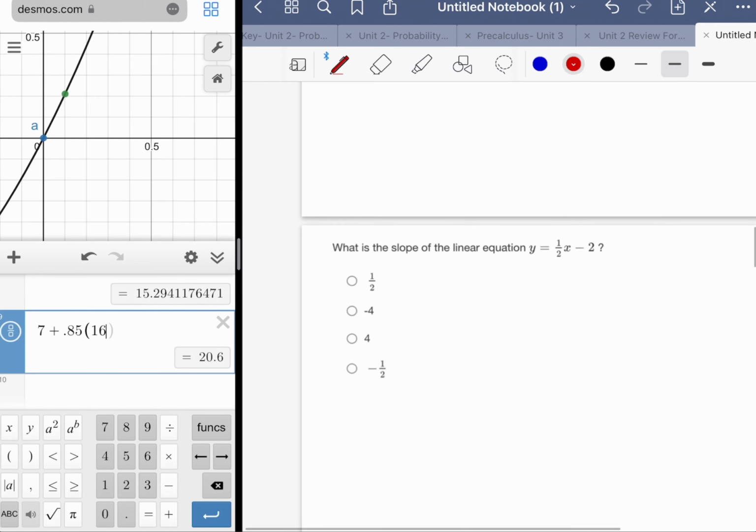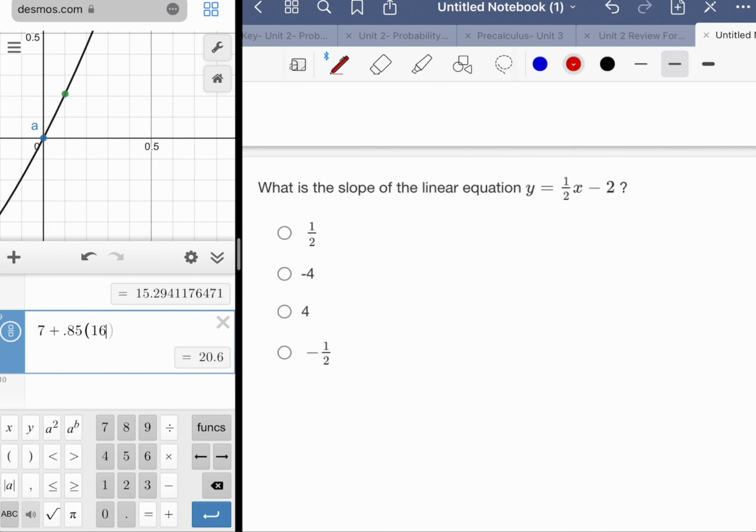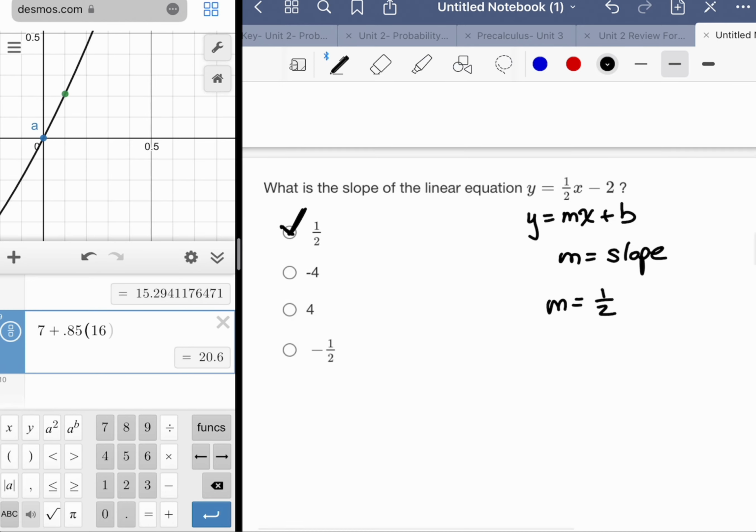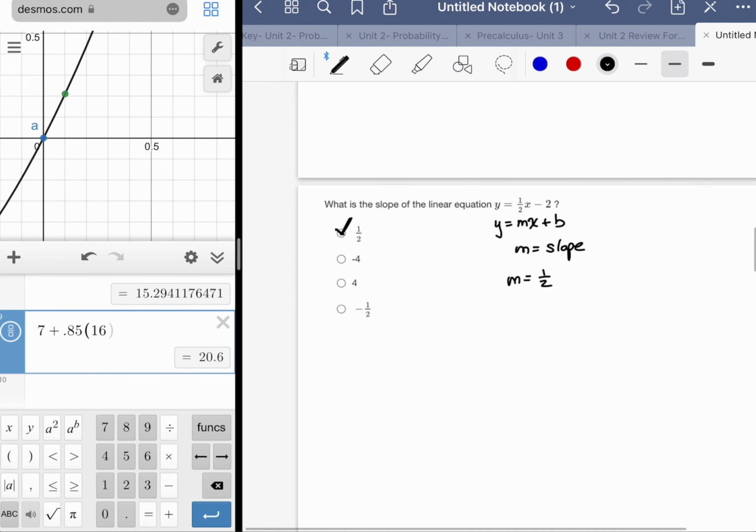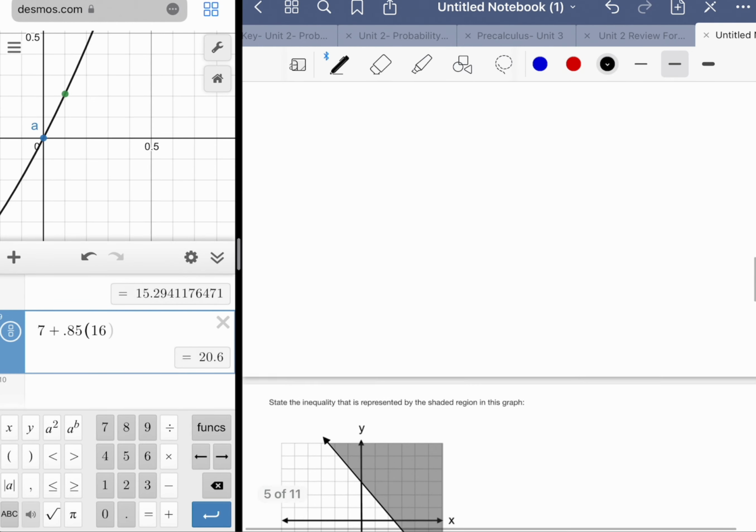All right. This one's nice. Nice, easy one. I try to balance the tougher questions with a nice, easy one. So we have the slope of 1/2 because it's in the proper y equals mx plus b form. m is equal to the slope. So m is equal to 1/2. So that's not bad. That's just a fact, really.